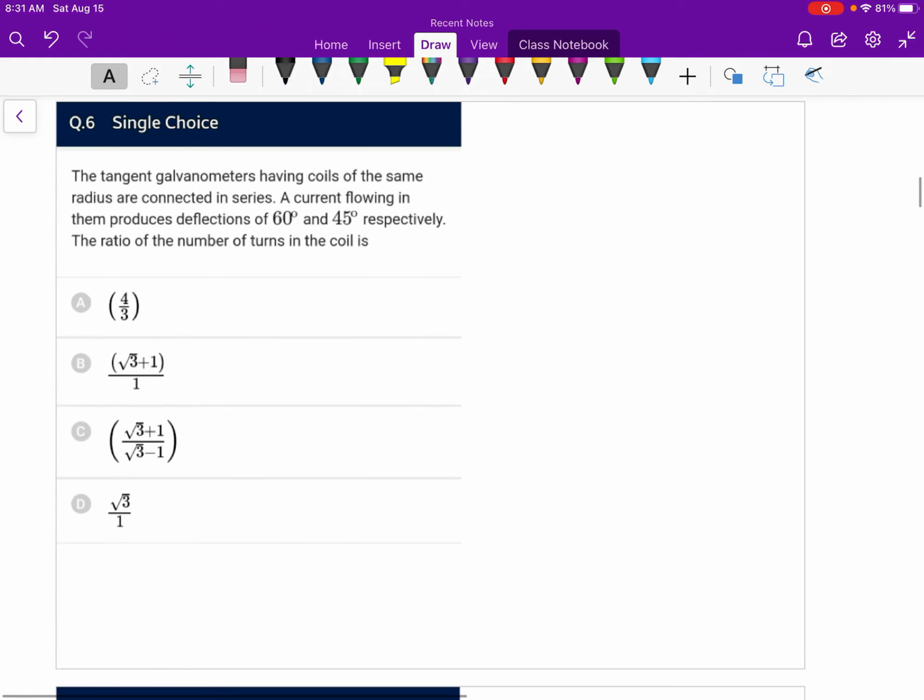The tangent galvanometer having coils of this and this, a current flowing in this. So the magnetic field of the coil is BH tan theta.